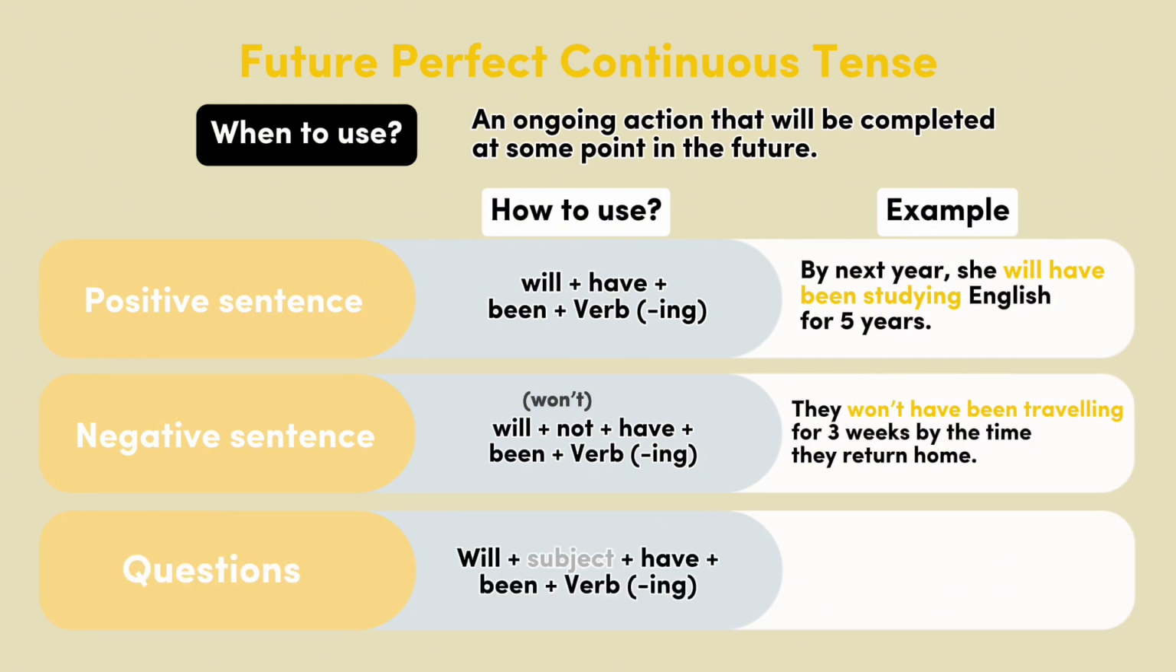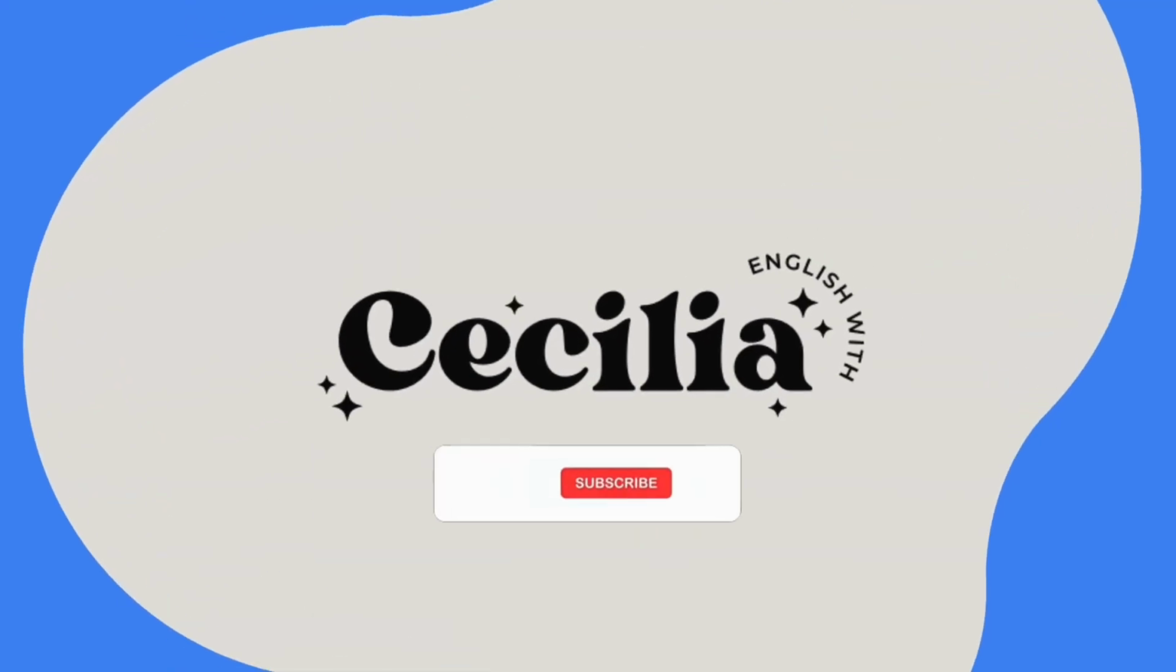Questions: will plus subject plus have been plus present participle. Will he have been working on the project for 6 months by the deadline? Context: we're asking whether he will have been continuously working on the project for a total of 6 months by the deadline.